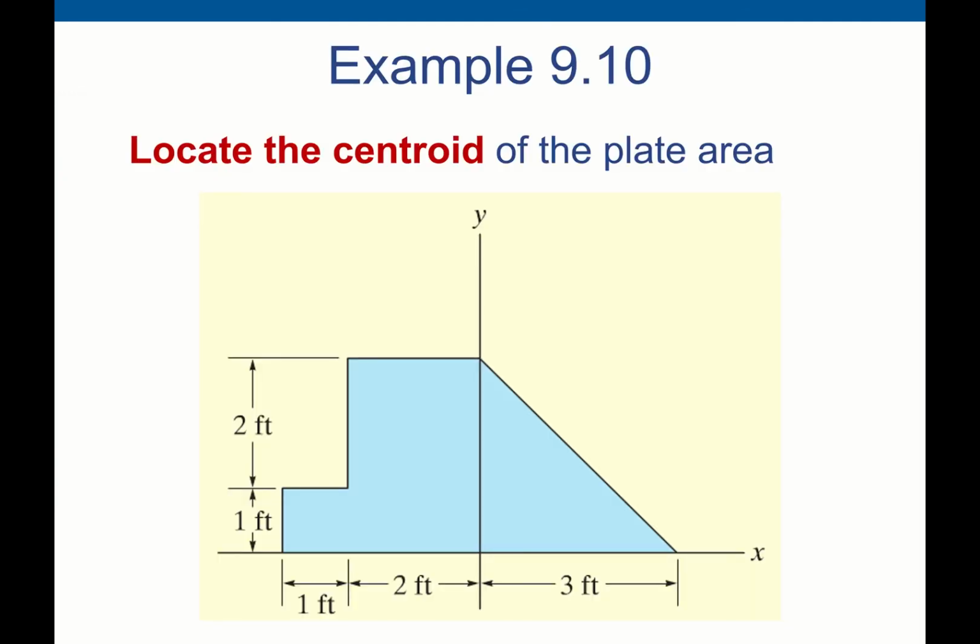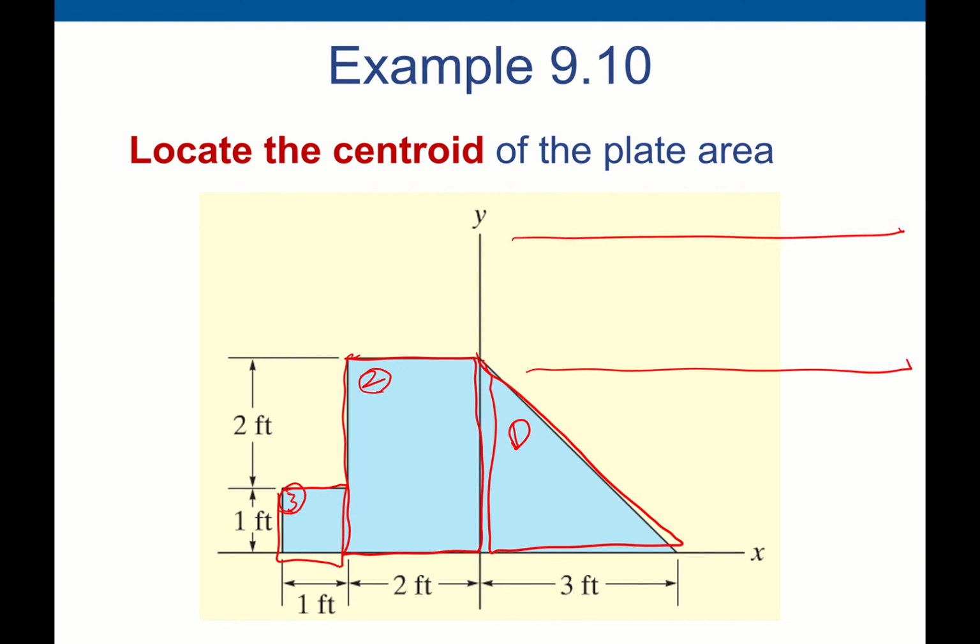Okay, so let's practice with some examples here. This is the last example. Okay. Locate the centroid of the plate area. So we want to find the centroid of these composite bodies. You will see that there are 3 bodies. So this is the first one. This one is the second one, and the third one. So you may want to make a table like I showed you.